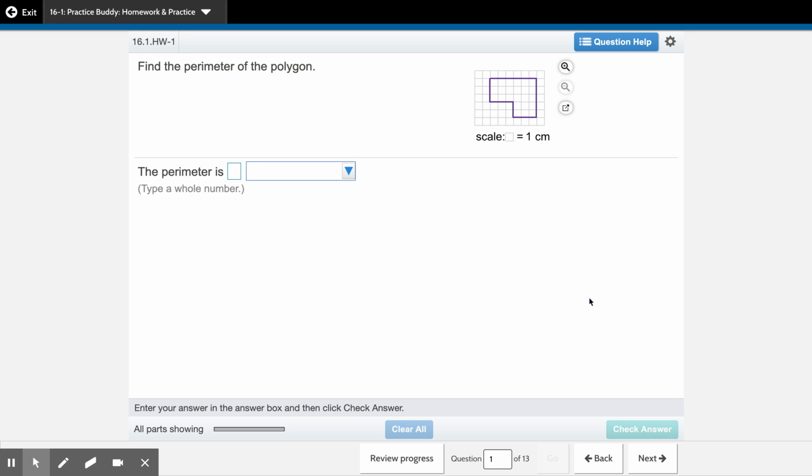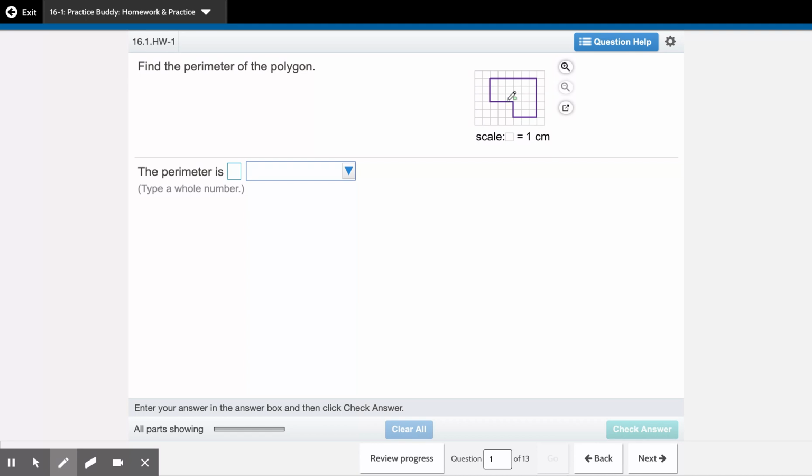Hi guys, today you have the assignment of finding the perimeter of polygons, and polygons are just shapes. In order to find the perimeter, we are going to count the outside of the shape. So remember, perimeter is the outside. It's like our fence. It goes around the outside. So let's start counting the outside of this perimeter.